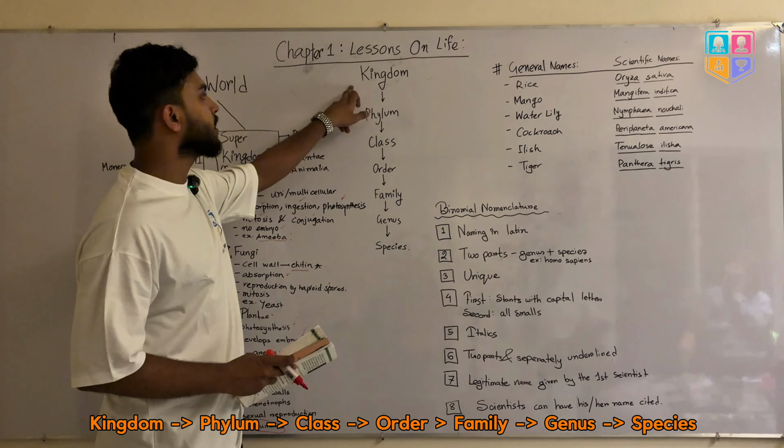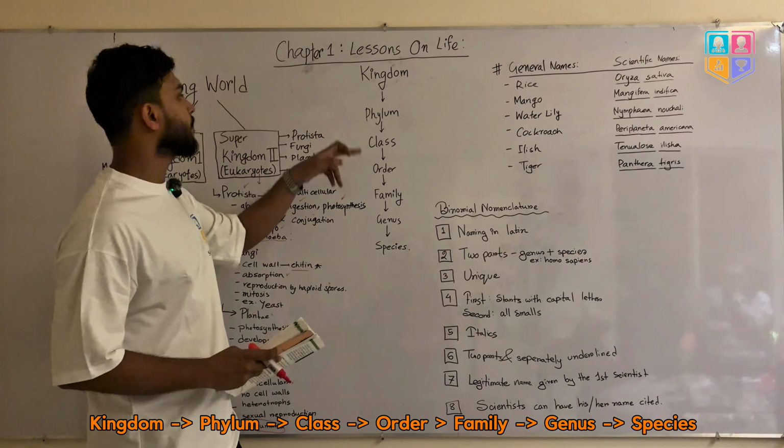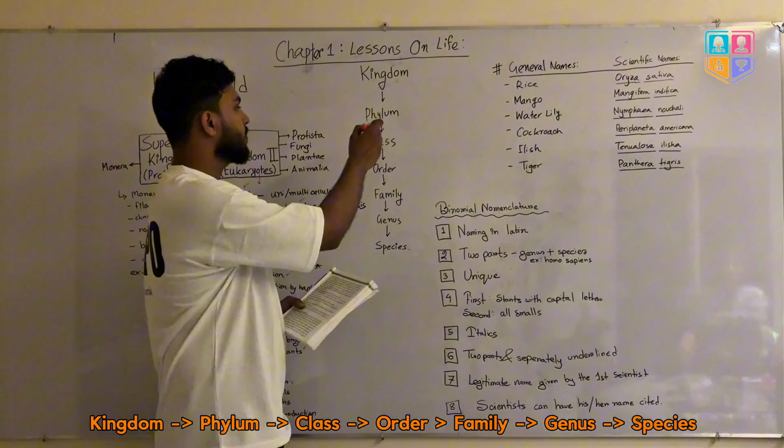Firstly, we would look at the kingdom, then the phylum, then the class, then the order, the family, the genus, and the species. The most important while naming an organism are these two, which are our genus and species. We'd have to look at these 8 rules before we can do that.